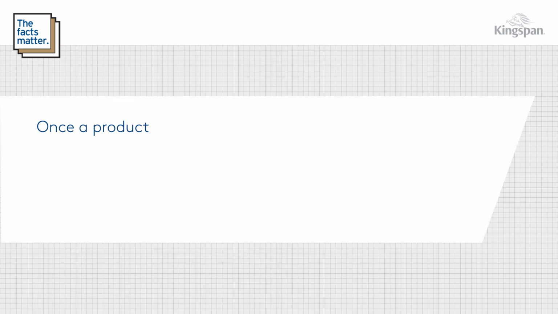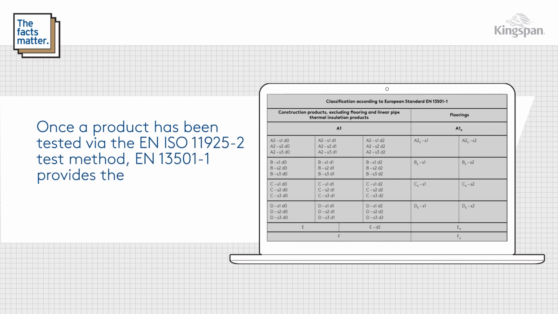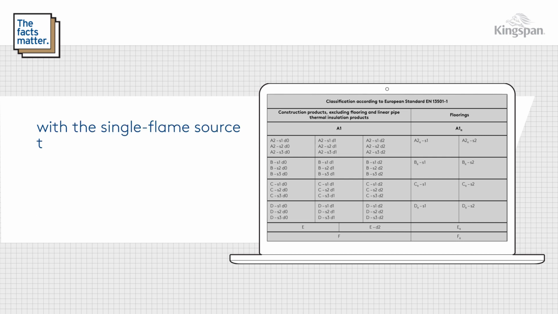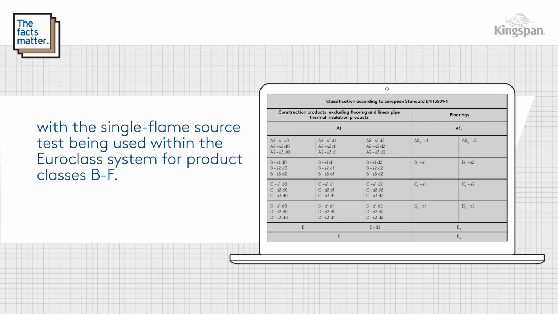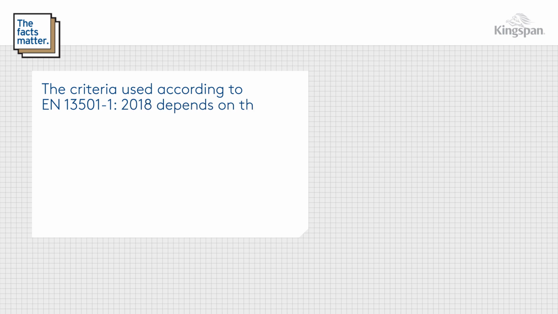Once a product has been tested via the EN ISO 11925 Part 2 test method, EN 13501 Part 1 provides the reaction to fire classification procedure for product classes A1 through to F, with the single flame source test being used within the Euroclass system for product classes B to F. The criteria used according to EN 13501 Part 1, 2018 depends on the level of classification.